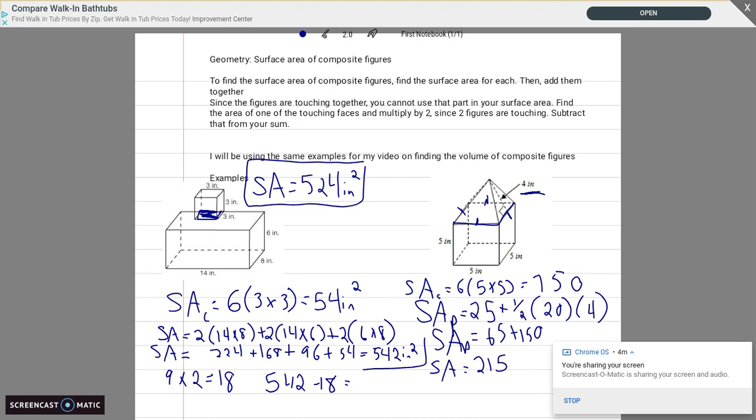But we are not done. We have to figure out how big this area I just colored in is, and we need to subtract it twice from our total surface area. The area of this part that I colored in is 25, because 5 times 5 is 25. And since I have 2 of those, I multiply it by 2 to get 50. Now I need to subtract these two. So I'm going to write my surface area over here. When I subtract them, my surface area ends up being 165 inches squared. And you are all done.